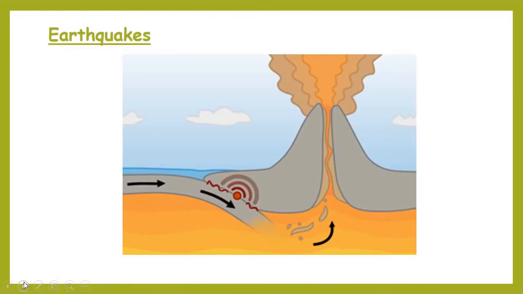Okay, the next one, earthquakes. So here's a simplified diagram of a destructive boundary. Anything along these lines, write it down for how a destructive boundary creates an earthquake. As the oceanic crust is subducted, the friction of it moving past the edge of the continental crust can build up to create earthquakes along the plate boundary.